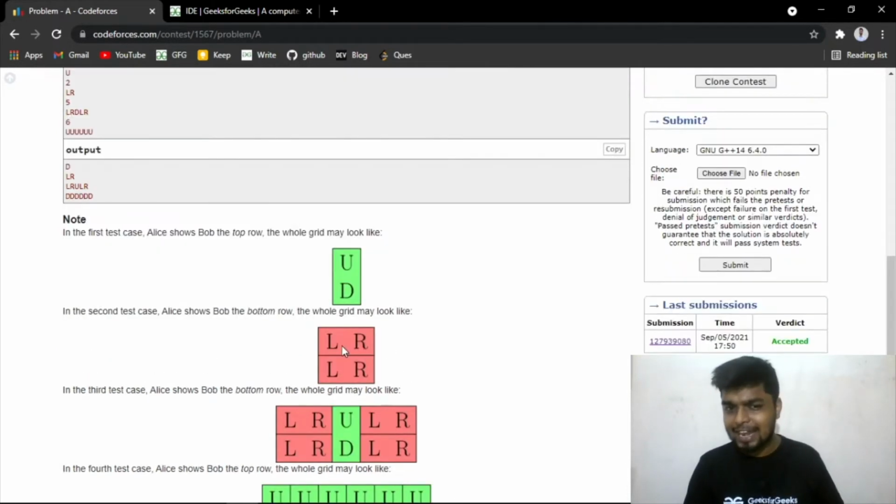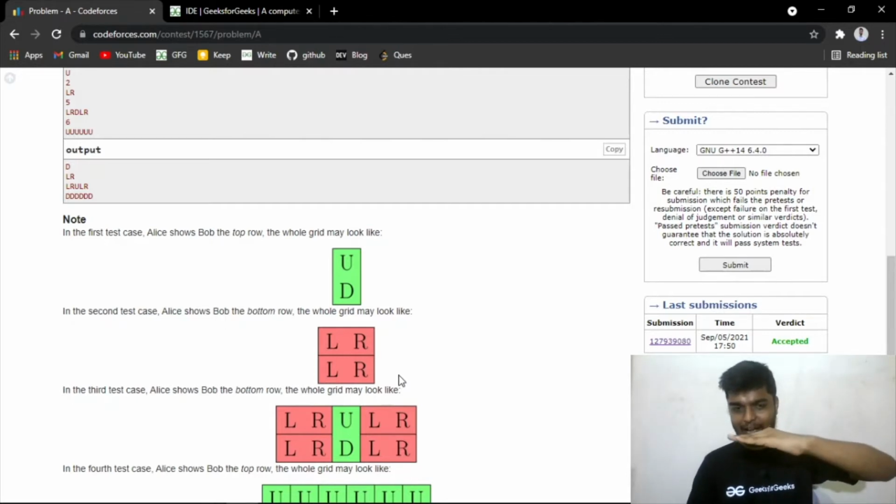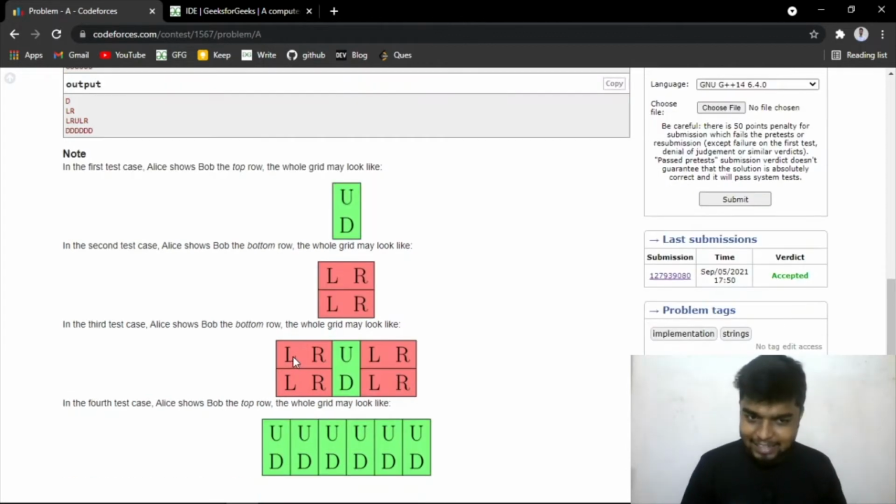If it was L and R in the first row, then in the second row you will again have L and R. You cannot have U and D, right? Because L and R is horizontal, so you cannot place U and D vertically. For LR, if you need to figure out the row below it, then you will put LR again. Let's take the next example.